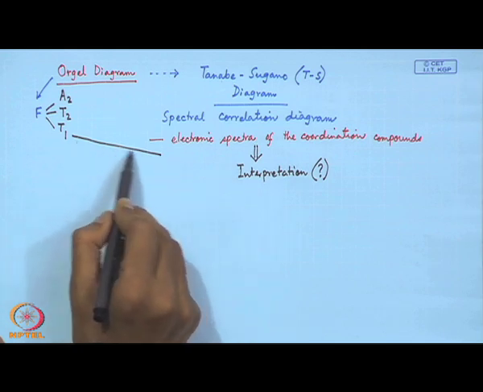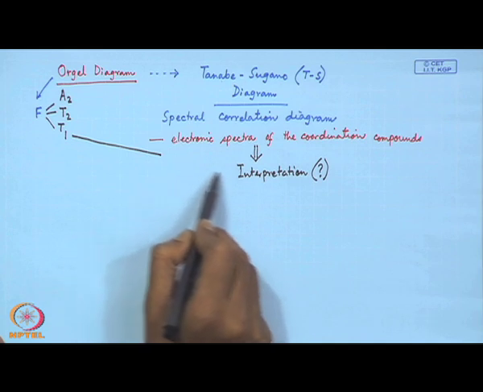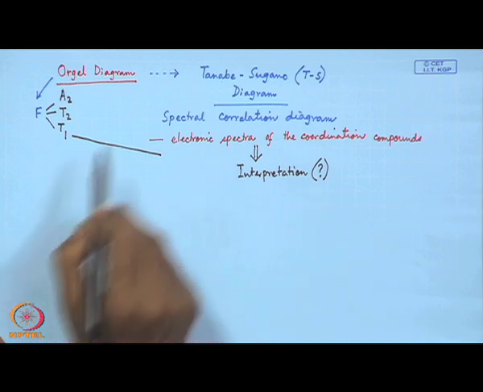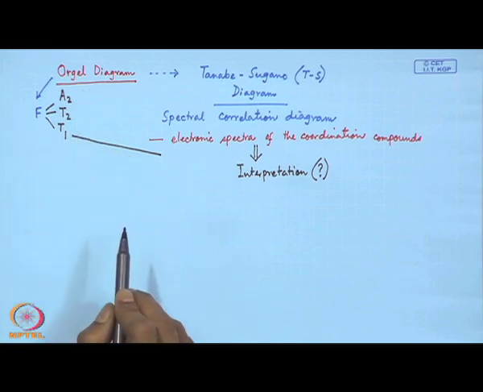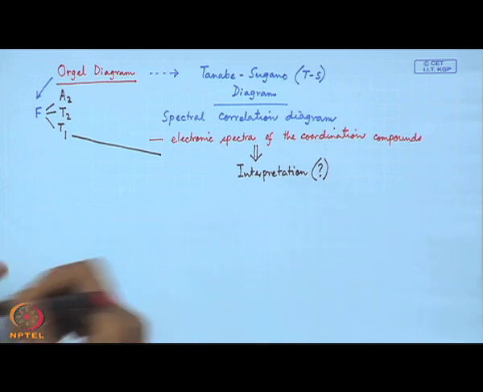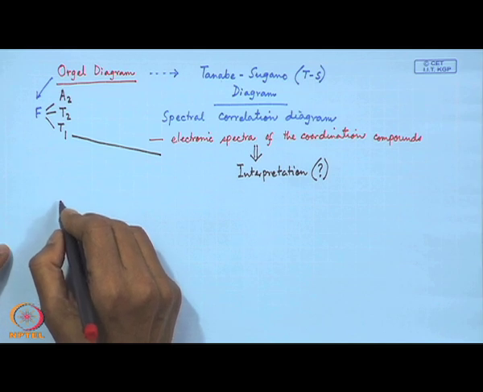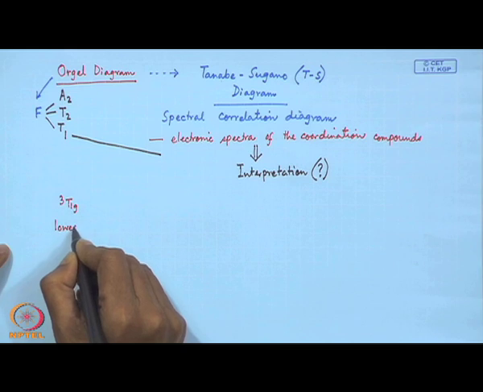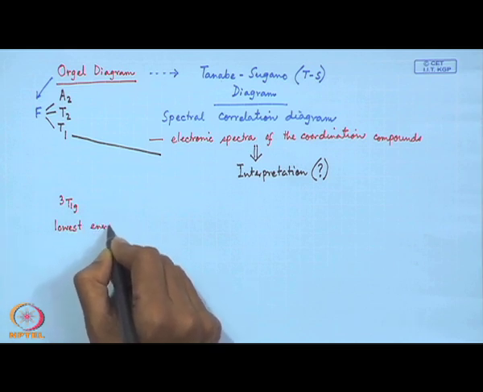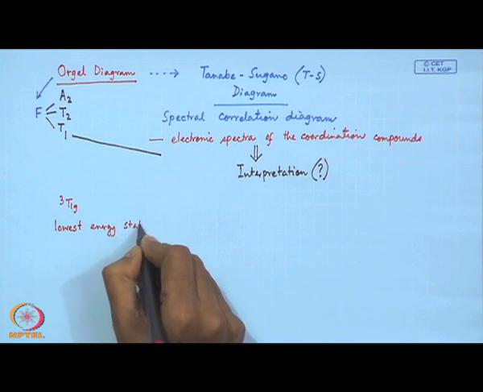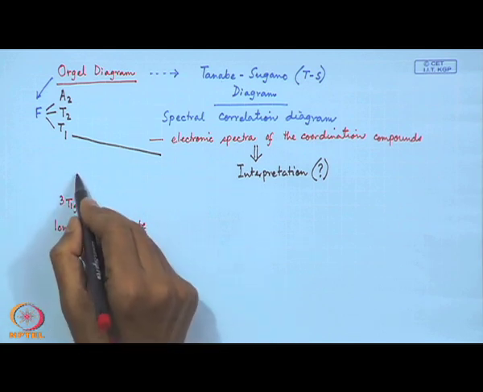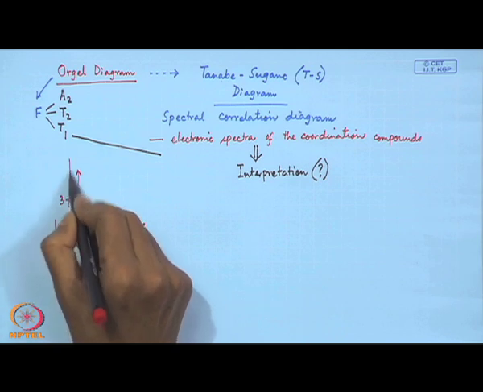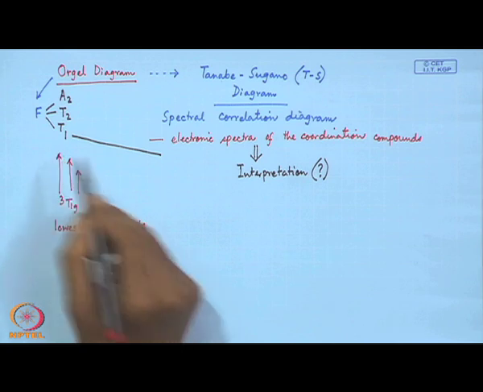So, this is basically going down and down, but in this particular diagram, which is different from this Orgel diagram, the identification of the lowest energy state is very important. That means whether our lowest energy state is 3T1G, if this is the lowest energy state, then we will have the transitions from this state. This state we will be talking about for the different transitions.